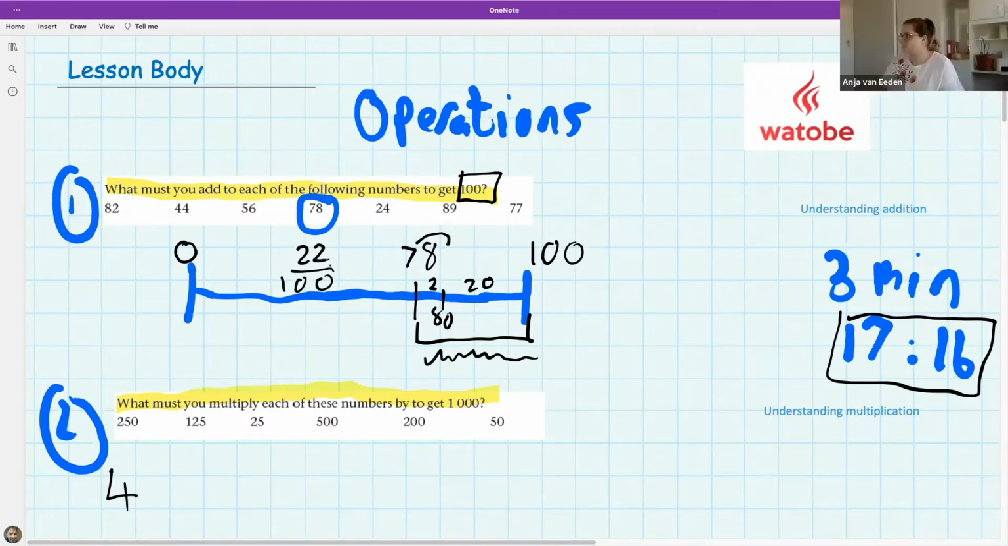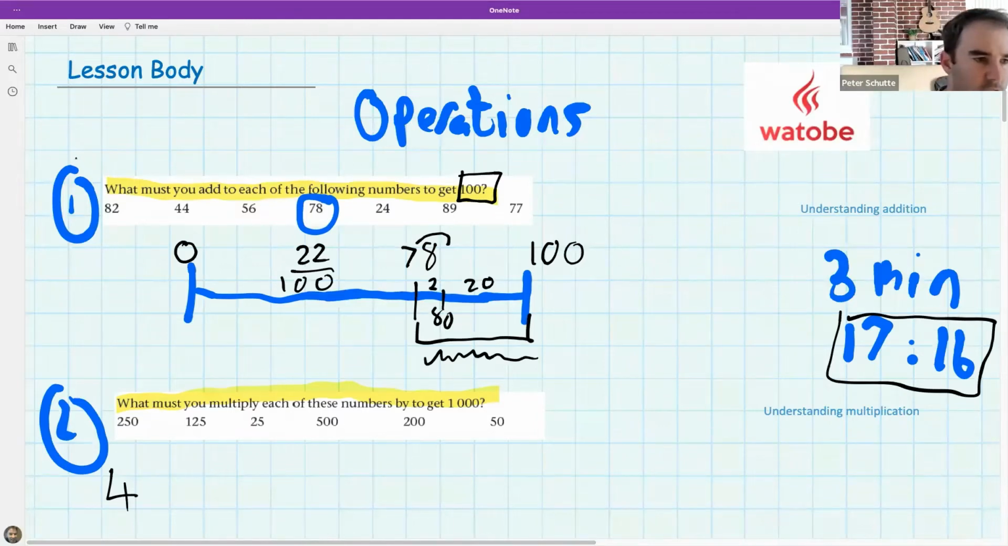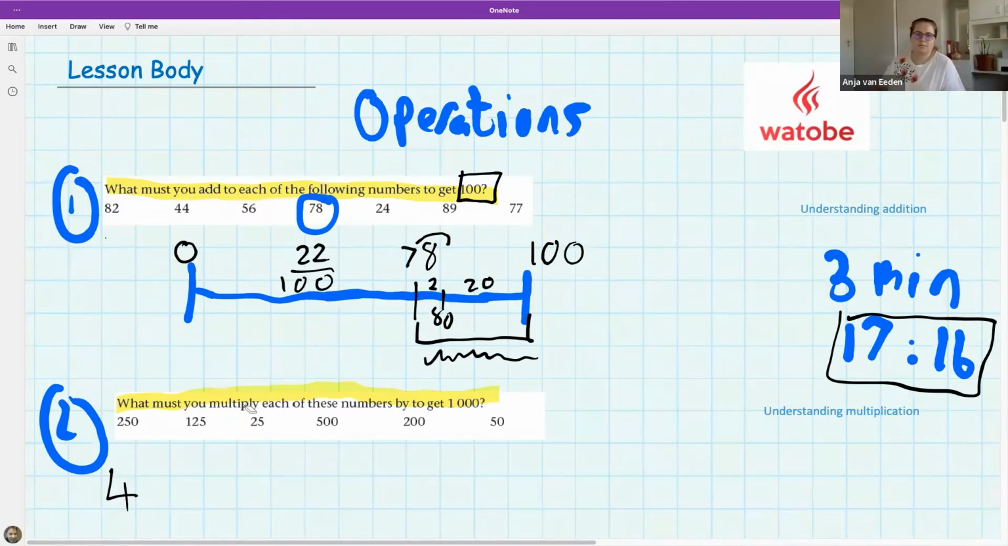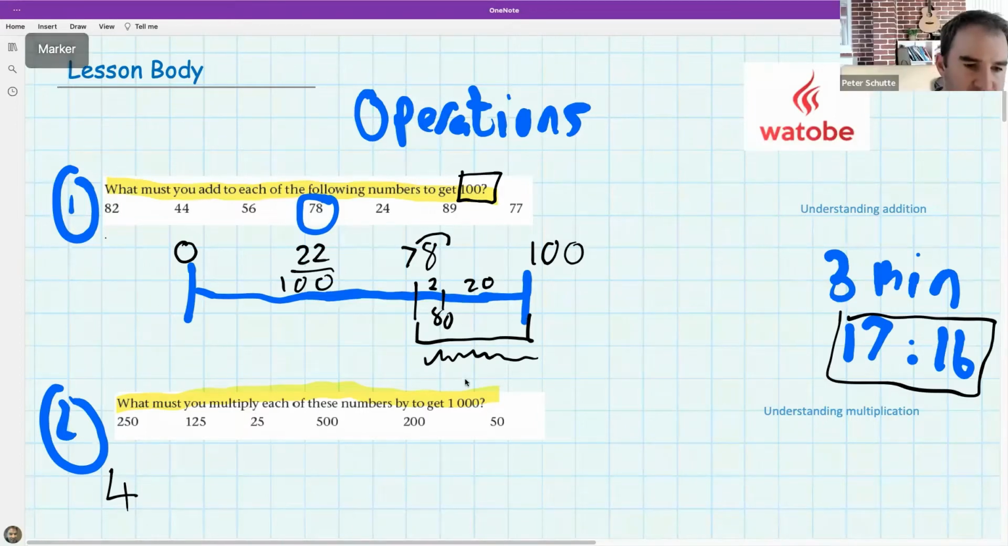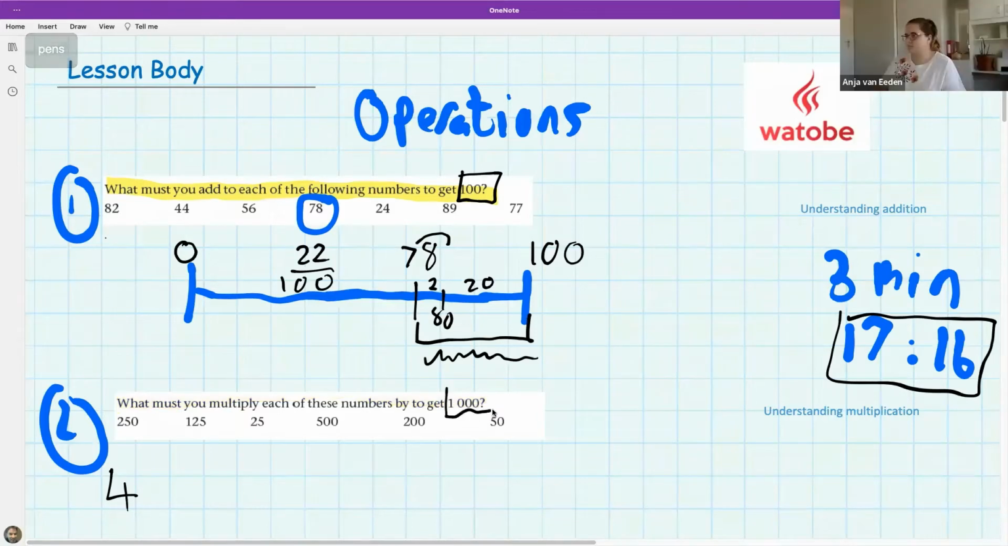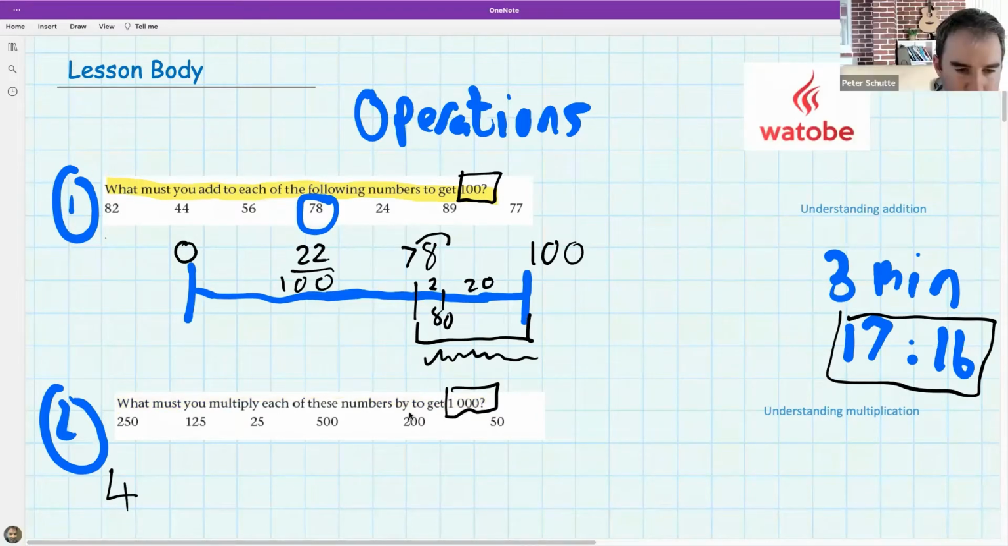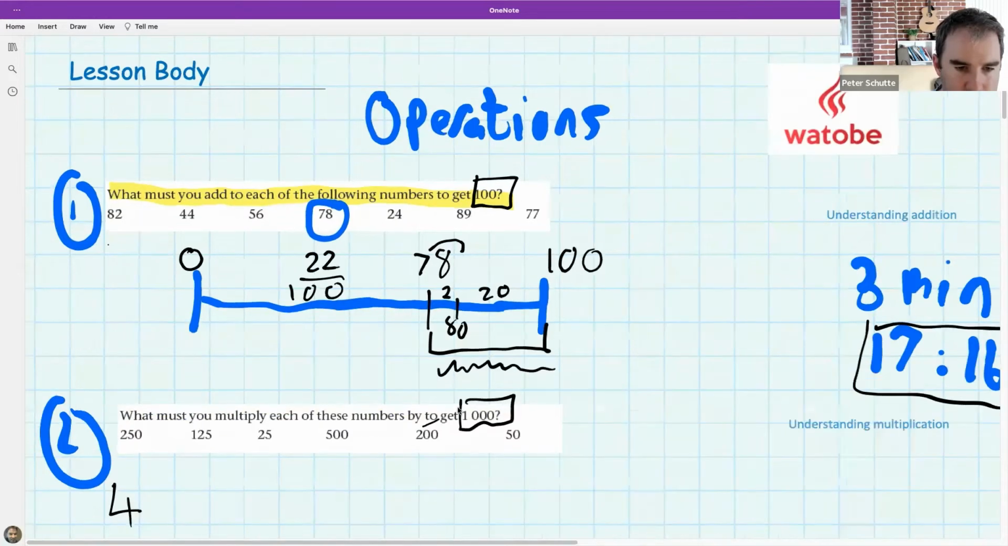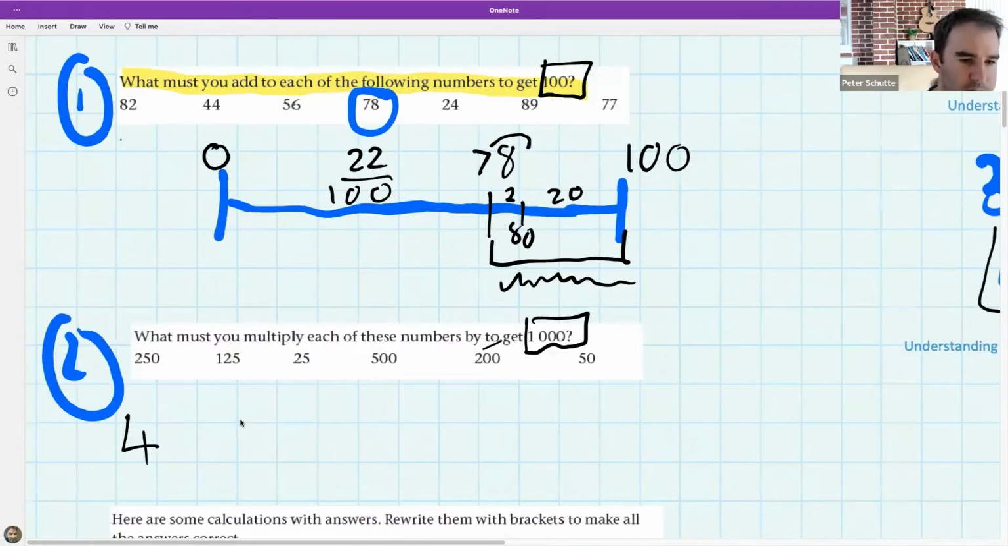When you're done, can you put your answers in the chat? So basically give me the numbers as a string of numbers in the chat to see what you've done. Now, it's a little bit harder in the second one because we're trying to get to the number 1,000. Let me zoom in. So what do you multiply 4 by to get 1,000?